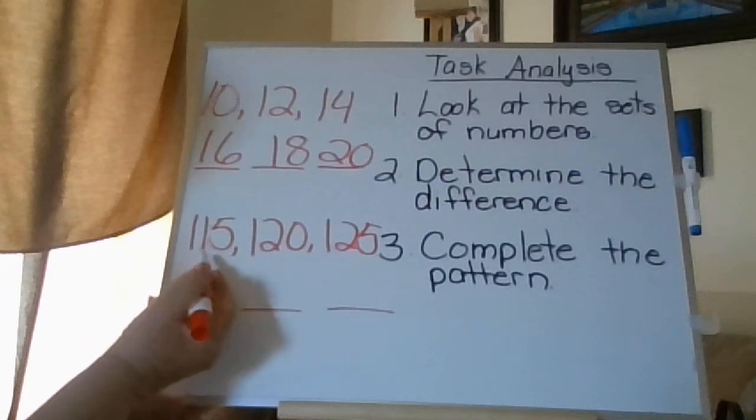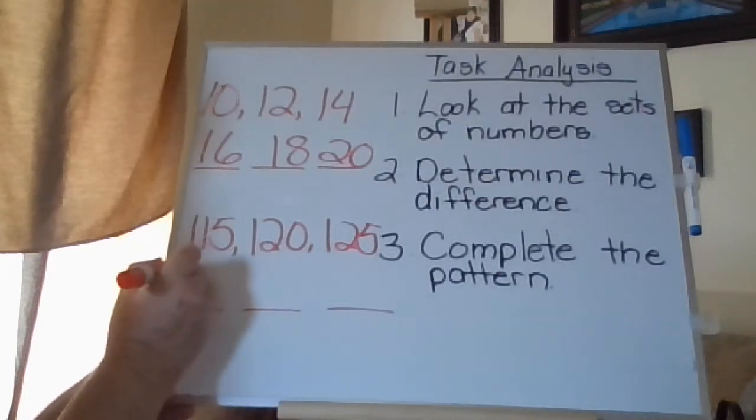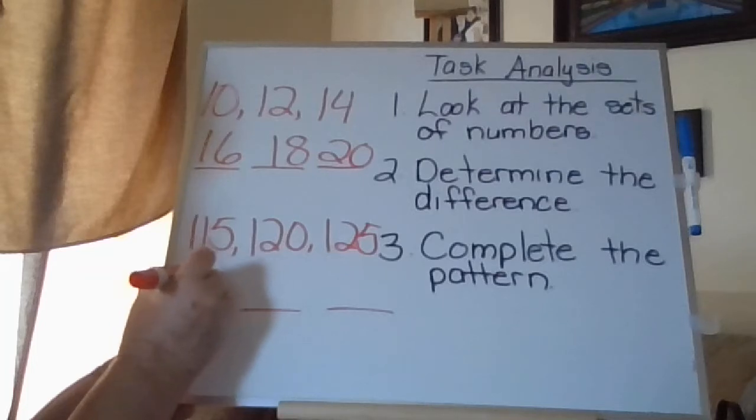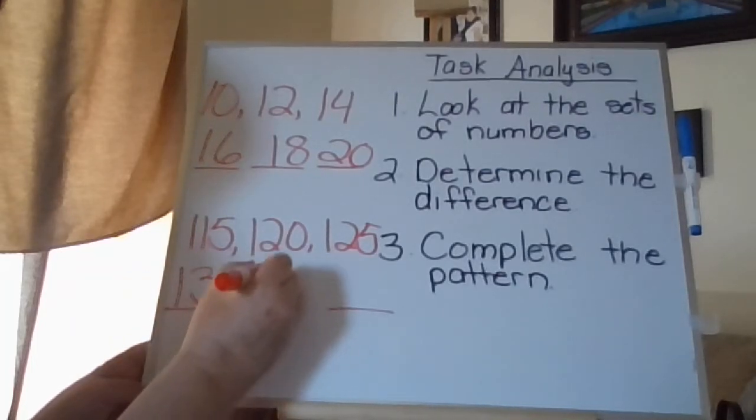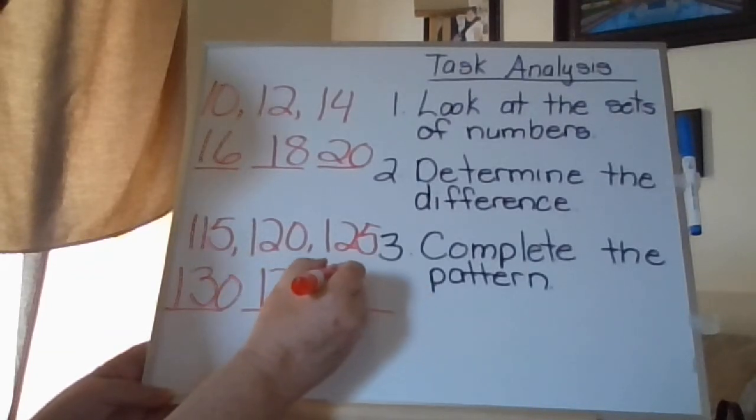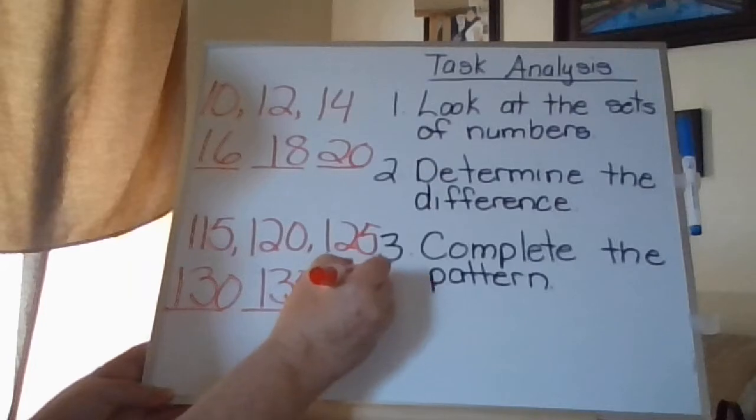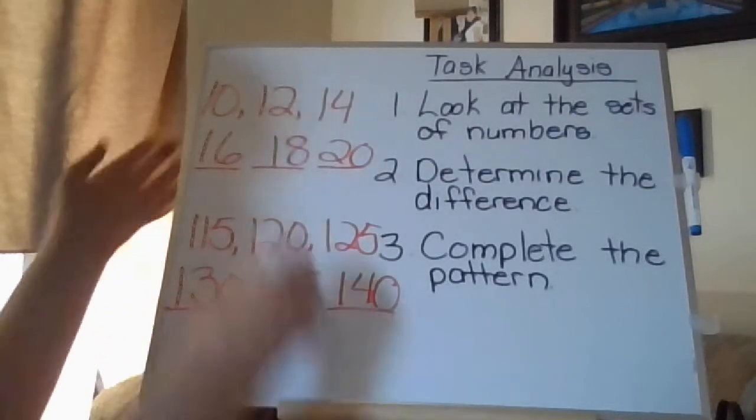So we're going to now complete the pattern and fill in the next 3 numbers. So starting with 115, let's count. 115, 120, 125. What's next? 130. Good. And next? 135. Good. And next? 140. Great job. Great job.